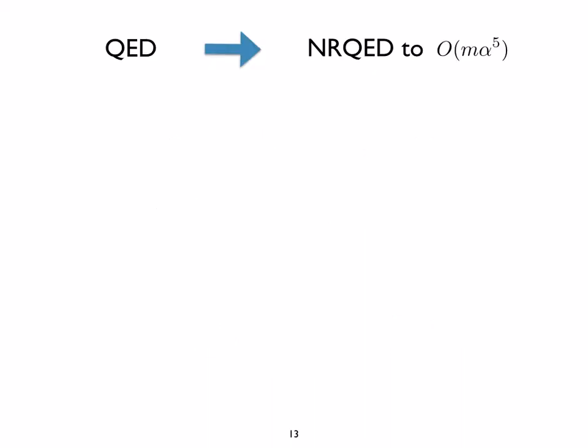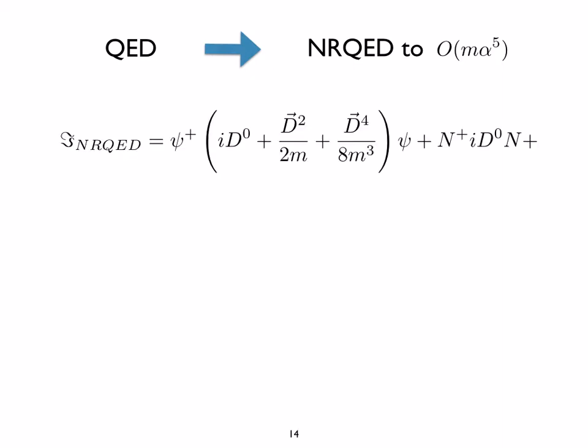So the first step is to obtain non-relativistic quantum electrodynamics from usual quantum electrodynamics. We will work up to the order alpha to the 5th, and the kinetic term can be written quite simply for the proton, which is treated as a static source. Of course, we do not account here for recoil corrections, which can be a good approximation for electronic hydrogen, but it's not a very good approximation for doing precise physics.